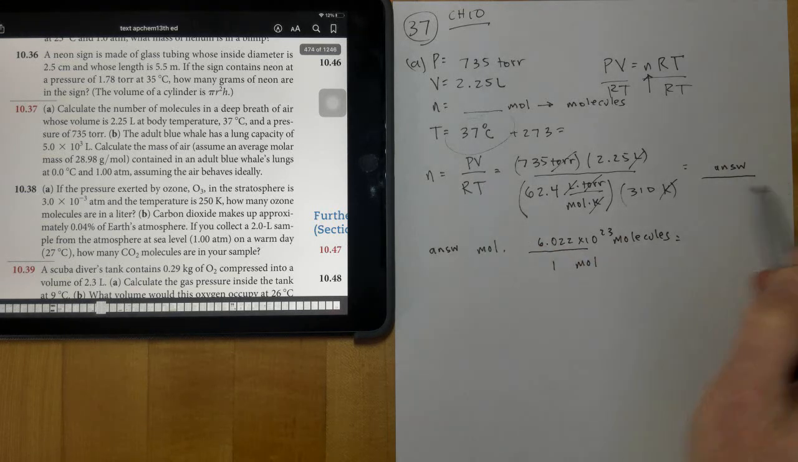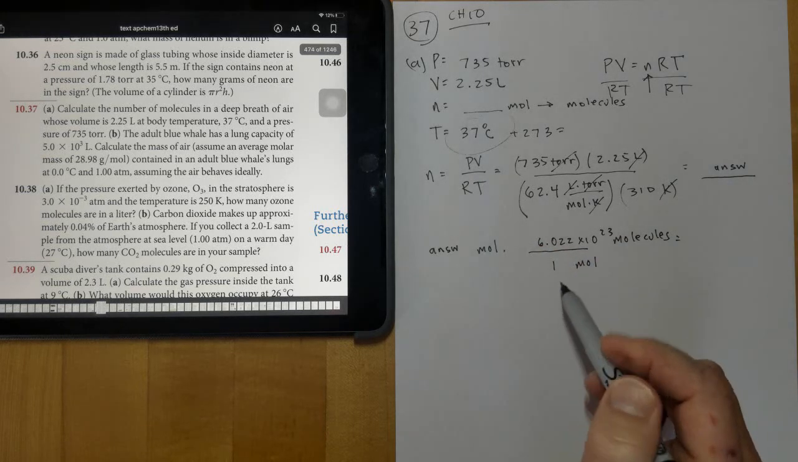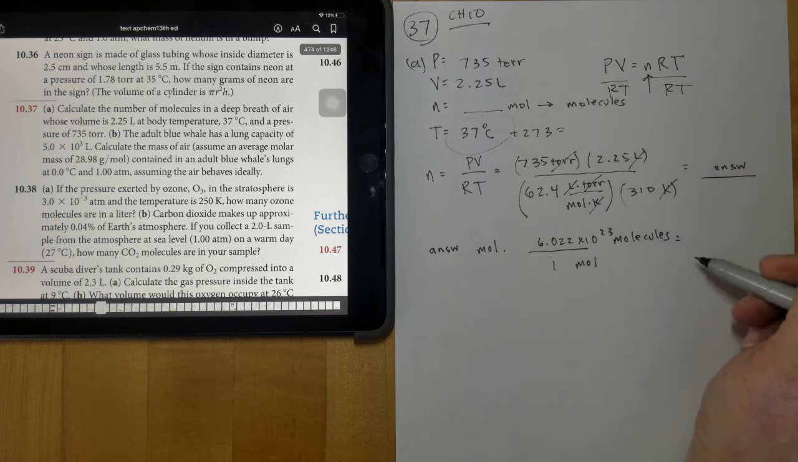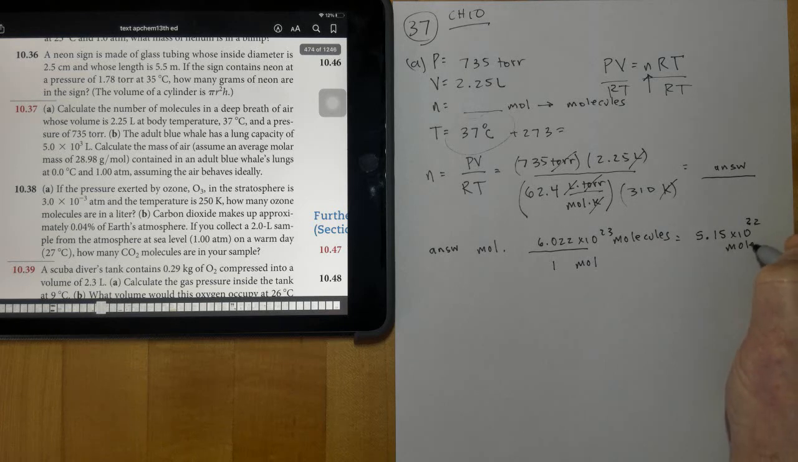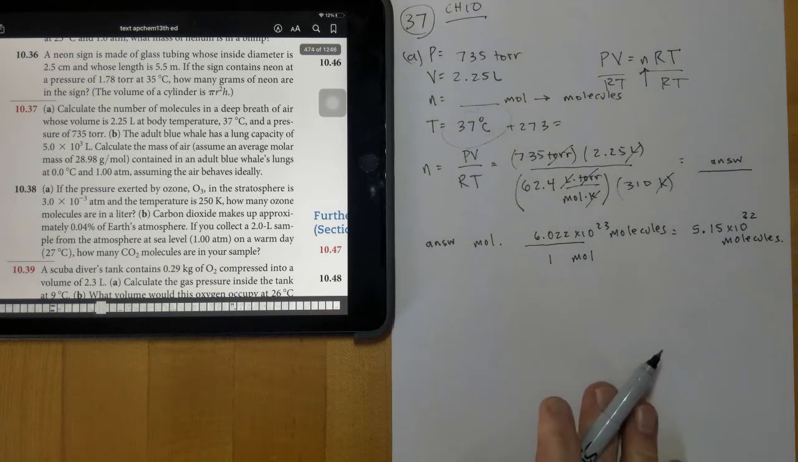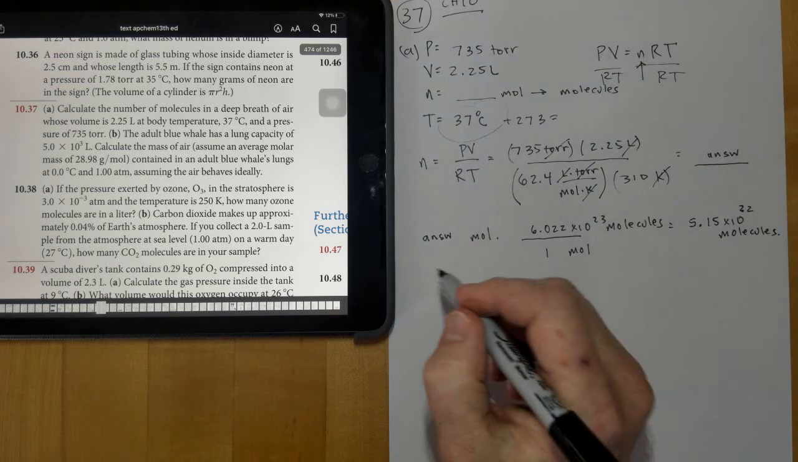And then I just did this all at once in my calculator, just took whatever this answer was and multiplied it by 6.02 times 10 to the 23rd, and I ended up with 5.15 times 10 to the 22nd molecules. So that's how many molecules of air are in one breath, approximately, one deep breath.